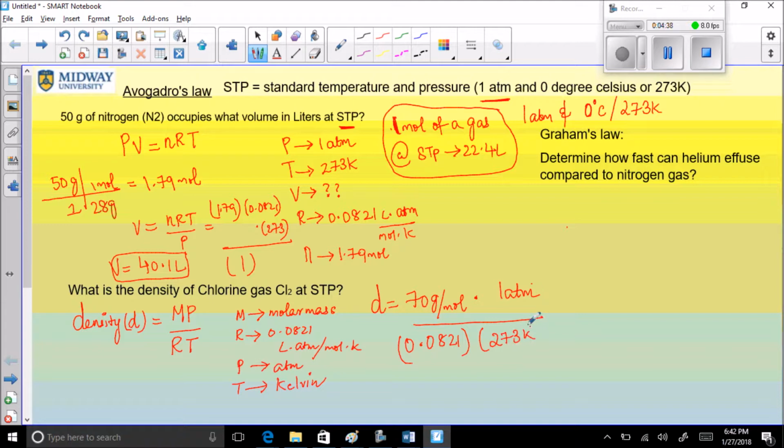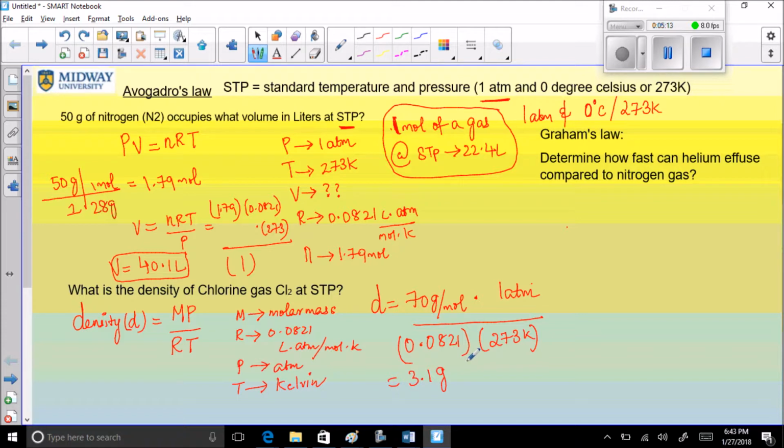Now, you can only use this formula when STP is persisting. Otherwise, I wouldn't recommend you go this route. Of course, again, if you want to know how I derive this equation, you can ask me, but I will give this equation to you on the test. So you just have to apply it and get the answer. So it'll be 70 divided by 0.0821 divided by 273. So that's 3.1 grams over liter.